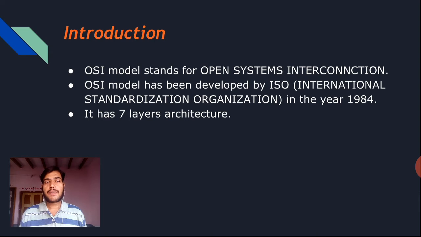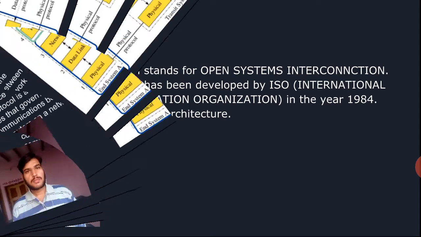Why is the OSI reference model used? What happens during data communication? Data has to be transferred from one system to another system, or simply we can say from one host computer to another host computer. During this process, how does data get transferred in the OSI reference model? That is the main intention why this model was developed. It basically has a 7 layers architecture.